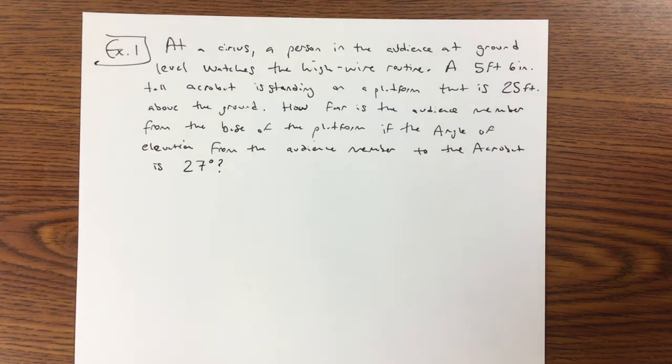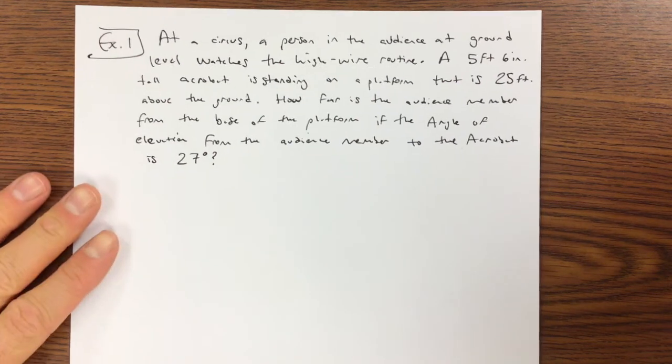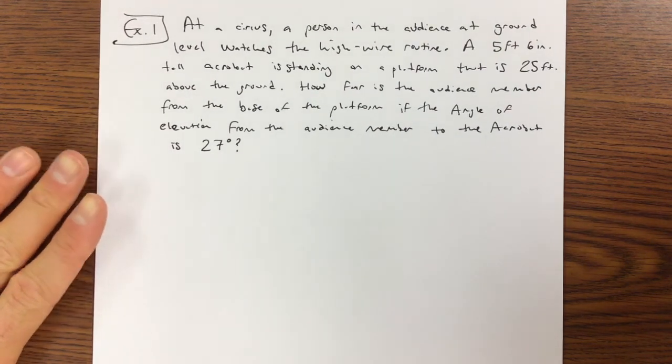Terrible handwriting, maybe you got it, maybe you're still catching up. At a circus, a person in the audience at ground level watches a high wire routine. A 5'6" tall acrobat is standing on a platform that is 25 feet above the ground. How far is the audience member from the base of the platform if the angle of elevation from the audience member to the acrobat is 27 degrees? Okay, we need a picture. There's no way we can do this problem without a picture.